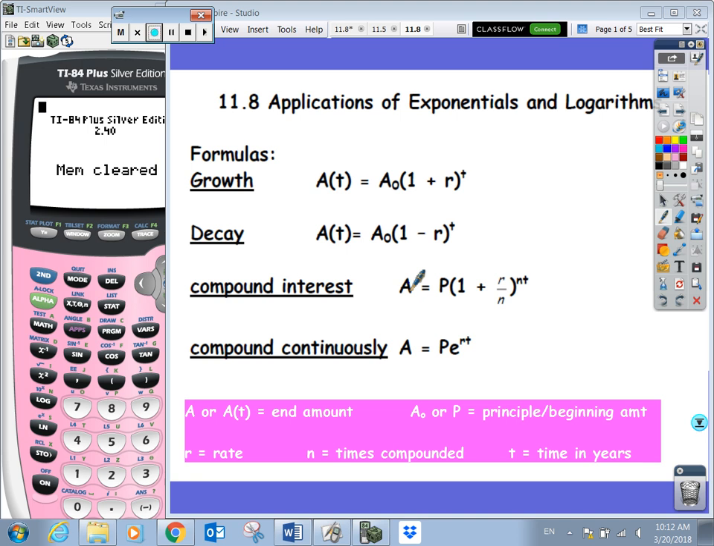Those are pretty much the only ones that you would be able to see. Again, annually, semi-annually, quarterly, monthly, and daily. Those would be the different values for N.